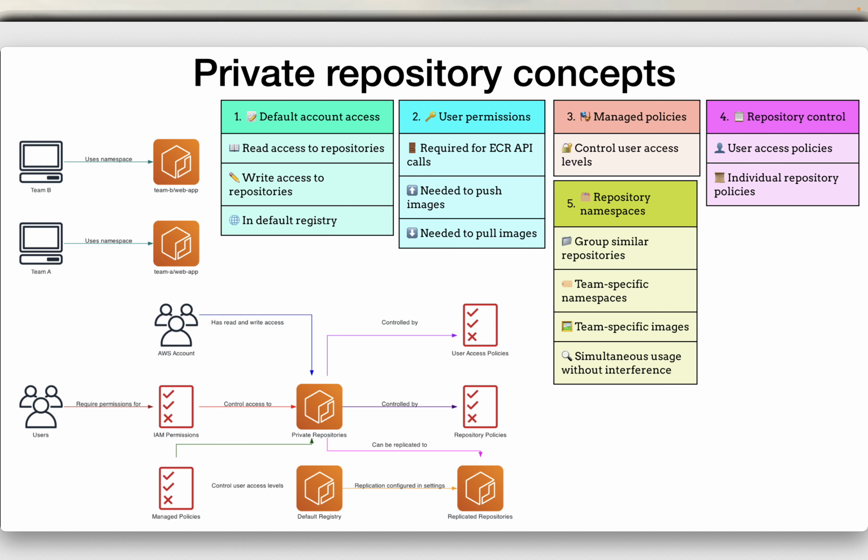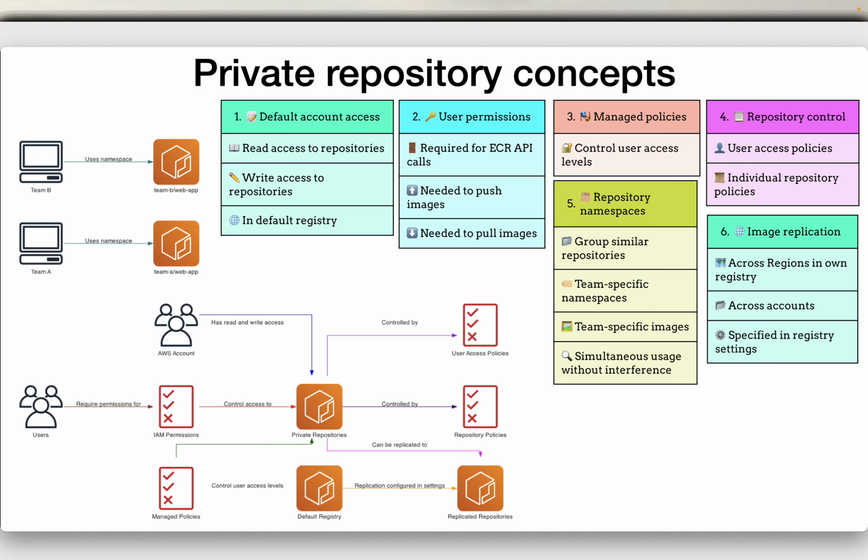Repository names can support namespaces, which you can use to group similar repositories. For example, if there are multiple teams using the same registry, team A can use the team A namespace and team B can use the team B namespace. By doing this, each team has their own image called, let's say, web app, with each image prefixed with the team namespace. This configuration allows the images of each team to be used simultaneously without any interference. So team A's image is, for example, team A/web app, and team B's image will be team B/web app.